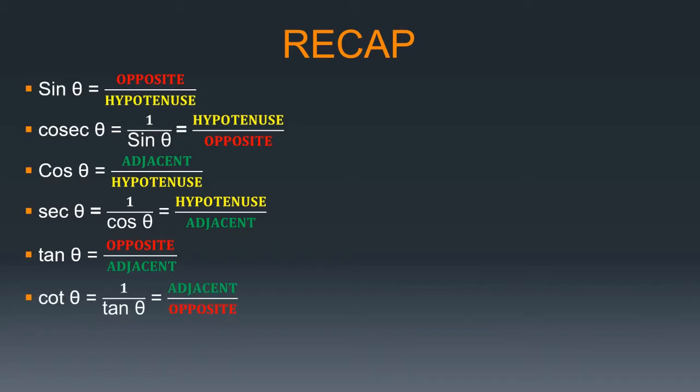And the sixth and the last formula was for cot theta, which is the inverse of tan theta, which is adjacent upon opposite. So cot theta is equals to 1 upon tan theta, which is equals to adjacent upon opposite. After that, we had studied about the trigonometric relations. First was sin theta, which is equals to cos 90 minus theta. Second was cos theta, which is equals to sin 90 minus theta.